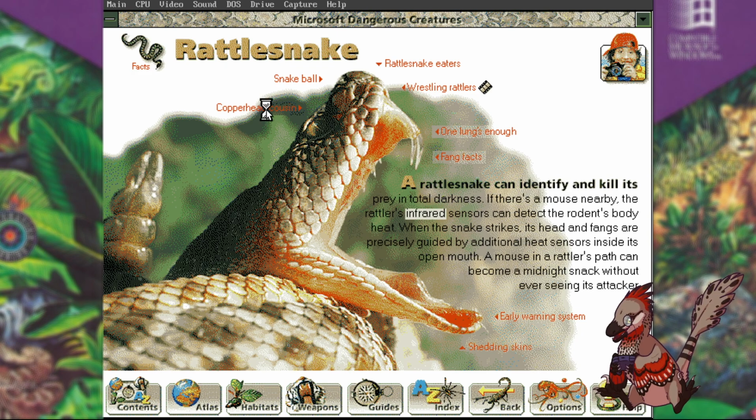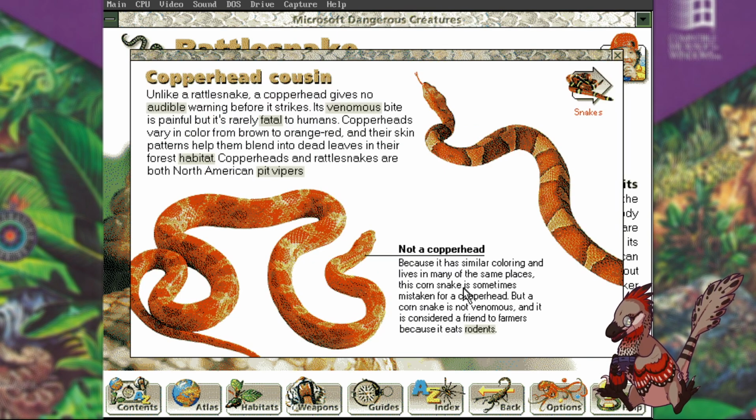Copperhead cousin. It's hard to tell which snakes are venomous, especially when they look so much alike. Wow. Again, the color scheme here of this one is really pretty.